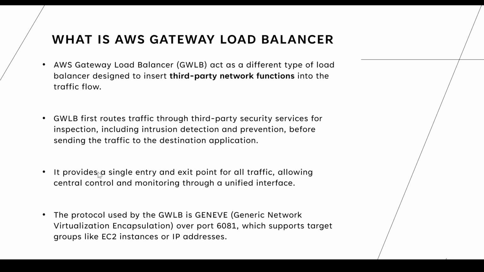And gateway load balancer first routes the traffic through the third-party security service. So this is very important. Let me just highlight it. Yeah, third-party security service. So traffic has to route to the third-party security service for inspection, including intrusion detection and prevention, before sending the traffic to the destination application. So whatever traffic is coming to your workloads, to the internet, from the internet, it has to route to the third-party security services before it actually reaches the final destination, right? So this is very important.